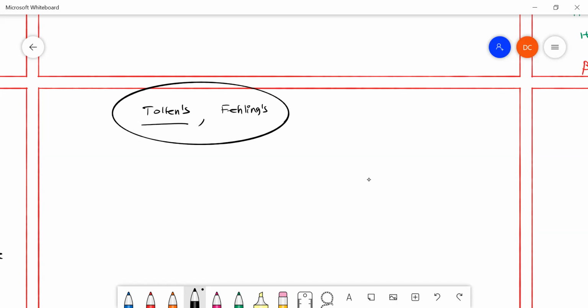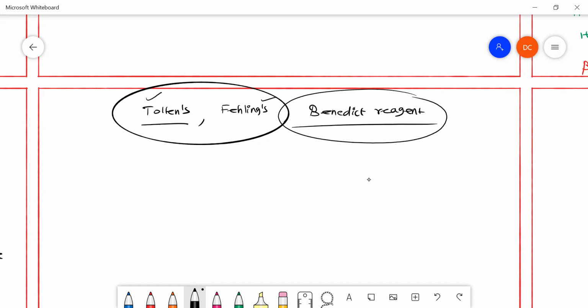And the next one is, yeah, it can reduce the tolerance as well as Fehling's. Then Benedict's reagent. Okay. So if glucose reduces all these things, it will be considered a reducing sugar, otherwise it will be considered a non-reducing sugar. Let's write one structure. What is that?